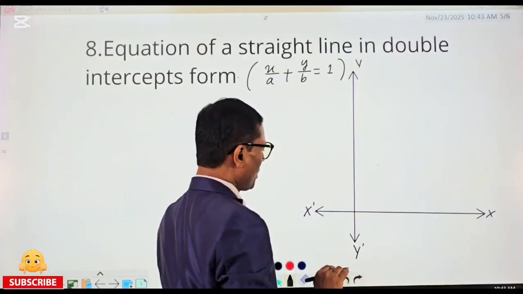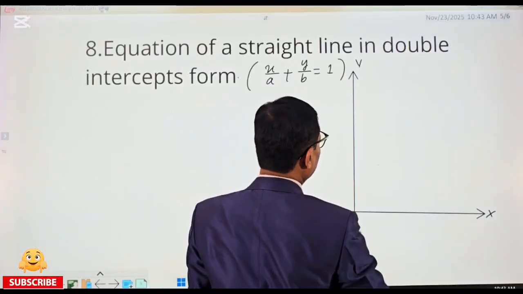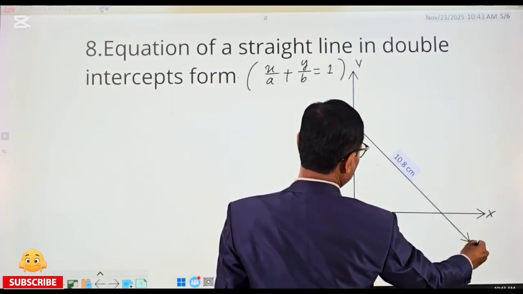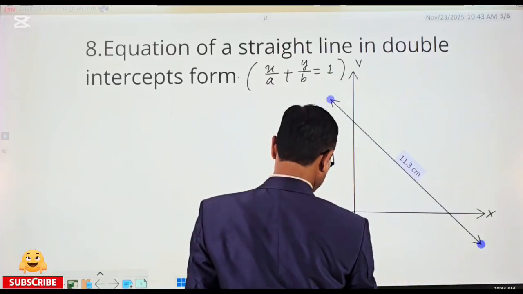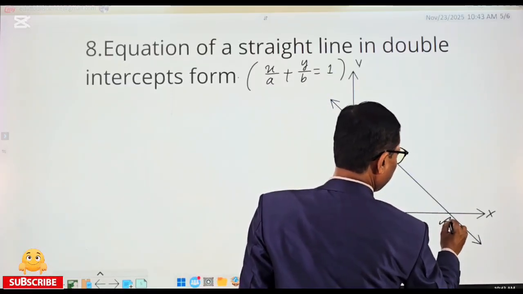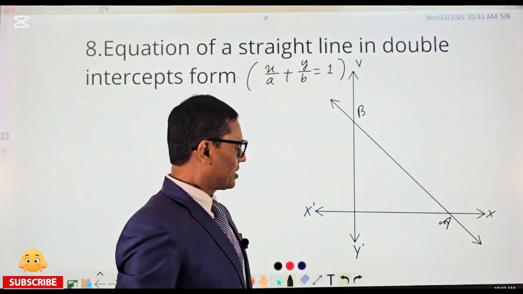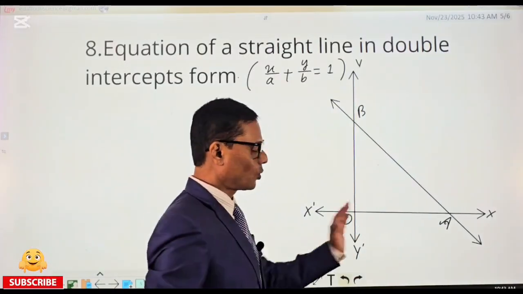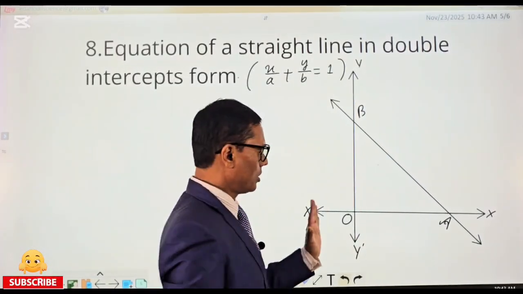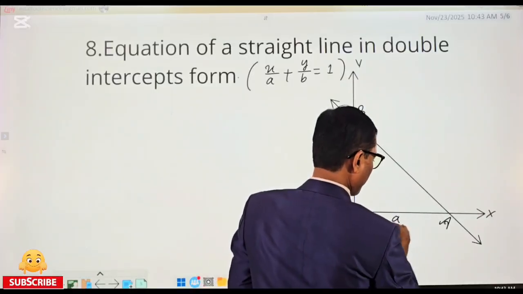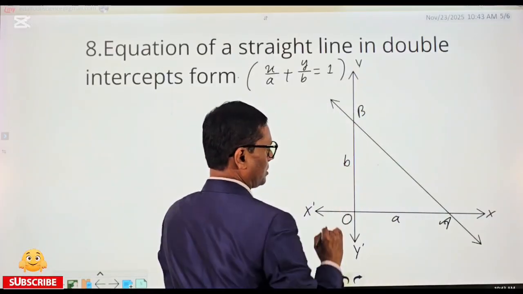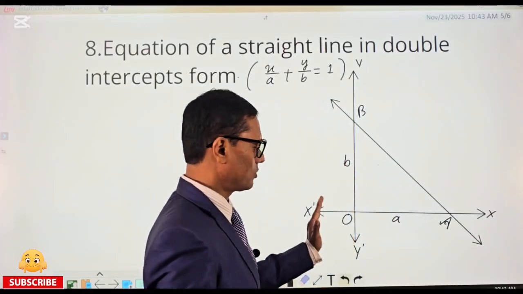All right, now we have a line. Here is a line, and this line cuts x axis at a point A and y axis at the point B. So we can say x intercept is OA and y intercept is OB. So let x intercept be a here and y intercept be b. Understand? 3, 4, 5, anything, may be negative also, doesn't matter.